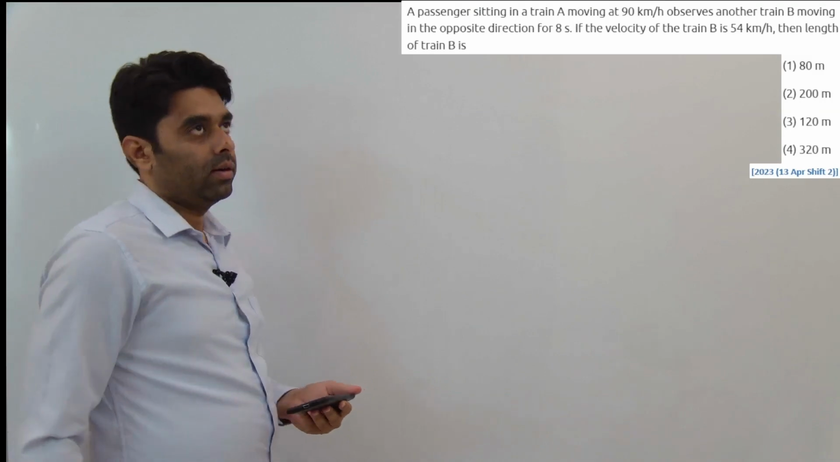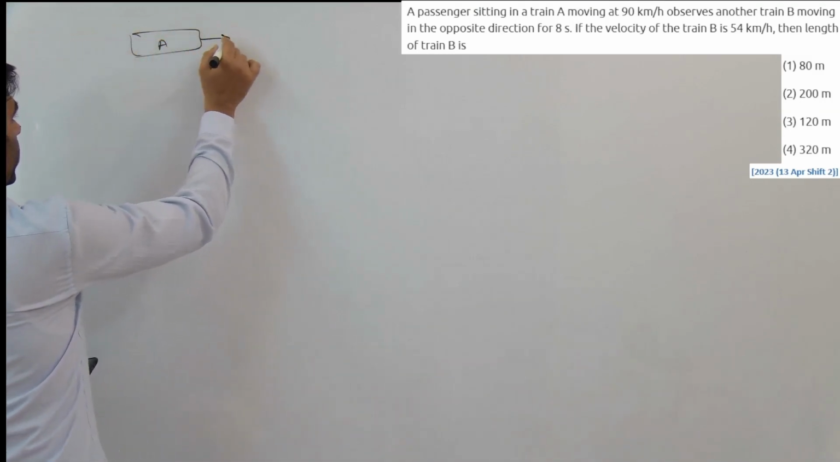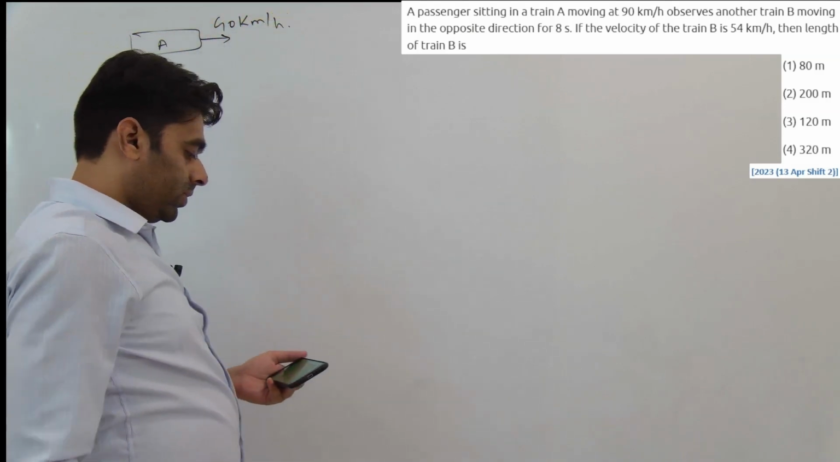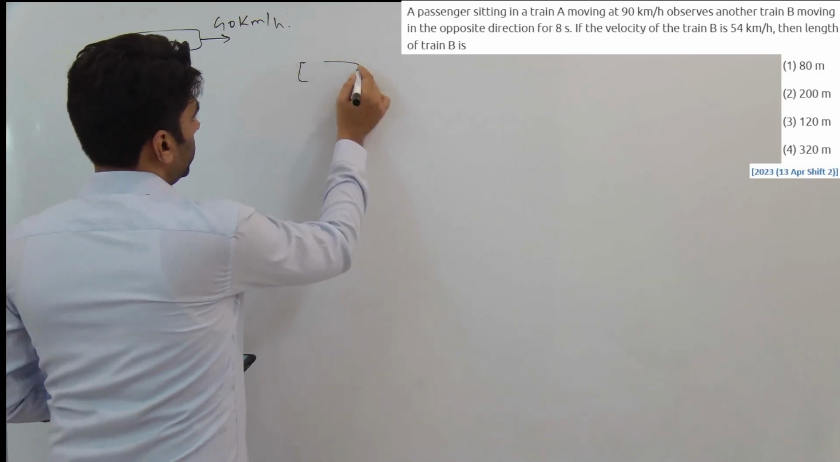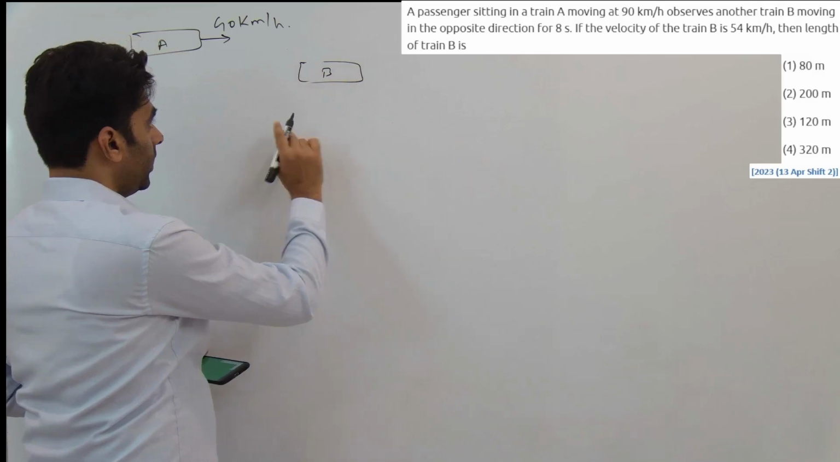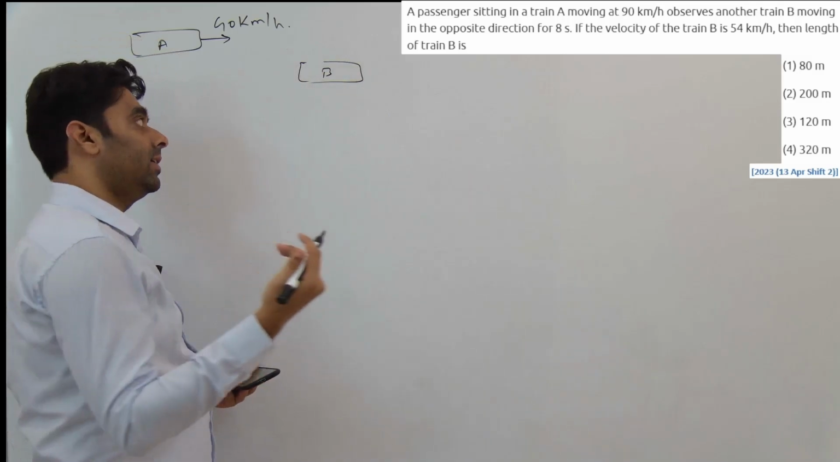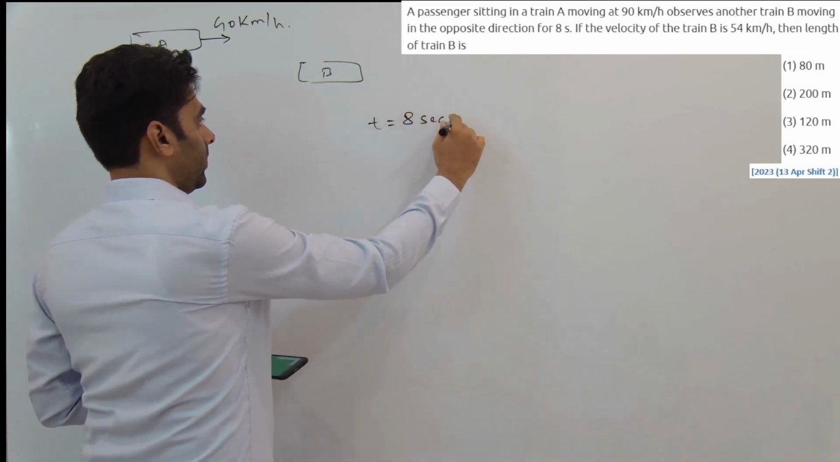Our next question: a passenger sitting in a train A moving at 90 km per hour observes another train B moving in the opposite direction for 8 seconds. In the opposite direction, another train B is moving, and with respect to A, B takes 8 seconds.